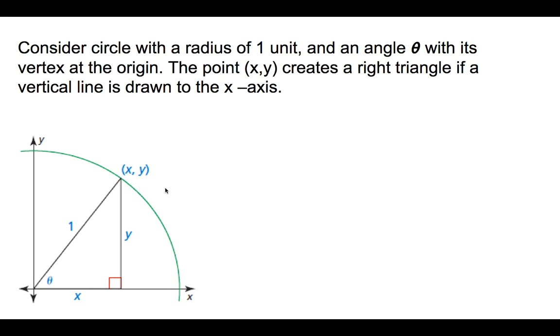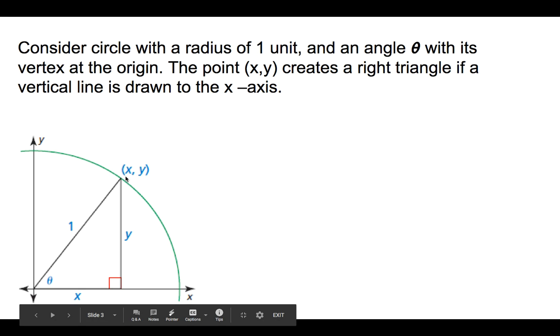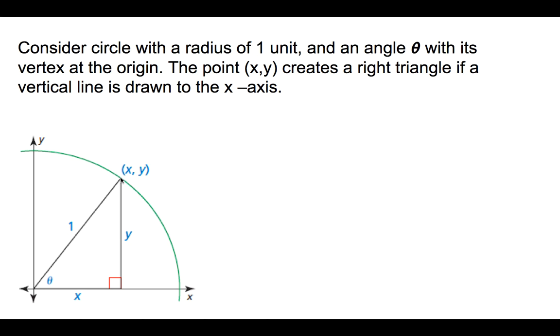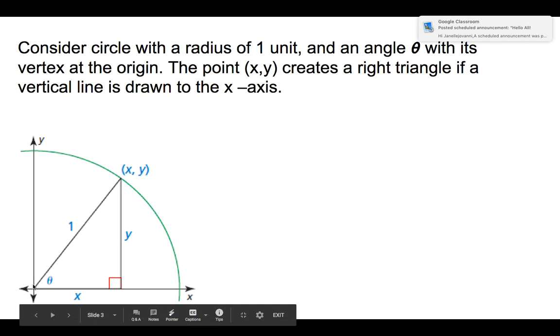And then I went ahead and plotted a point on the circle, x, y. So notice I'm going from the origin to this point x, y. That means to get to the point x, y, from the origin I moved x units to the right and then y units up. And the distance between that point and my origin is 1 unit.